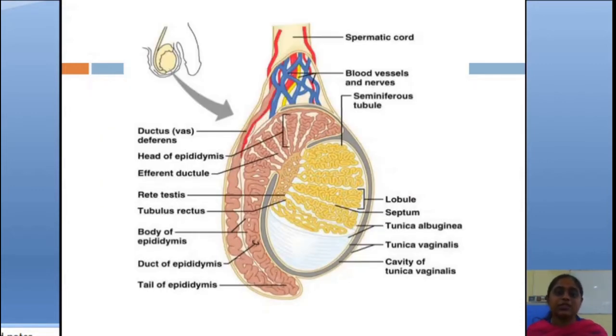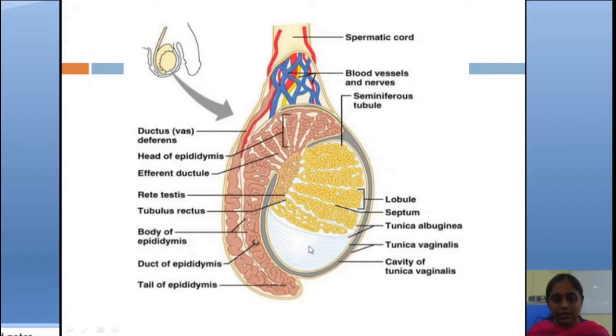This picture depicts the cross-sectional view of a testis, wherein you can see the outermost covering of the testis called the tunica vaginalis. And this is the tunica albuginea, a thin, transparent protective layer covering the seminiferous tubules.